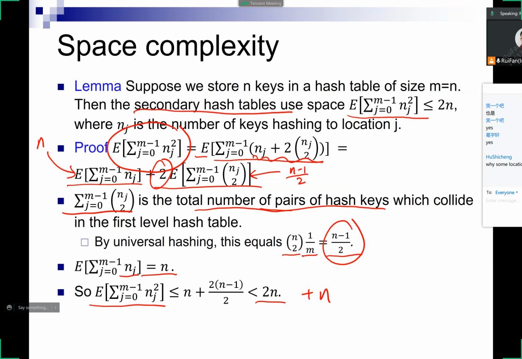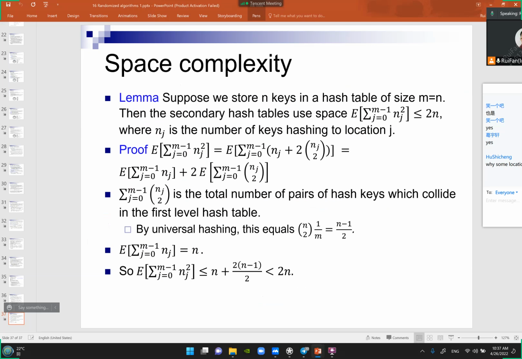So, are there any questions about this analysis? All right, then that's all I'm going to say for perfect hashing, so we're going to move on to the next topic for today, if there are no questions.